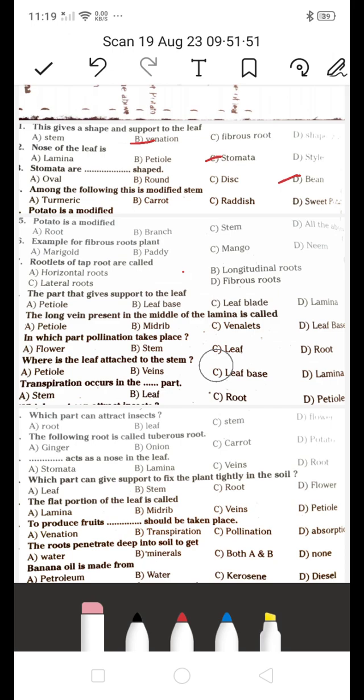Among the following, this is a modified stem. Is it turmeric, carrot, radish, or sweet potato? Which is the modified stem? Its answer is turmeric. A is the right answer. And other examples like garlic, ginger, sugarcane, they are also modified stems. And carrot, when we come to carrot, it's a modified root. And radish, it's a modified tap root. And sweet potato, adventitious root.